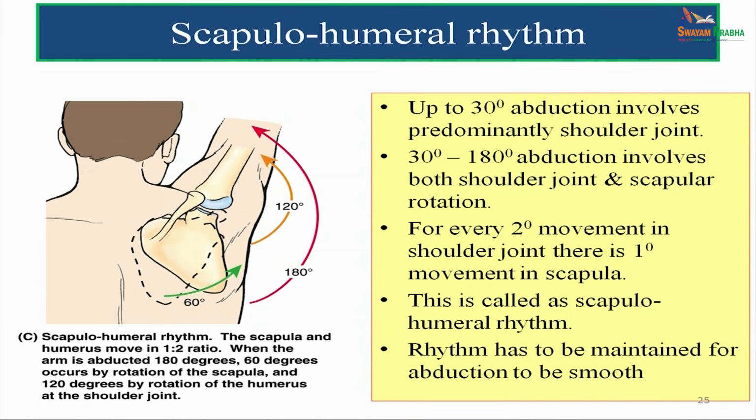this rhythm is called scapulohumeral rhythm. This rhythm has to be maintained for abduction to be smooth around the shoulder joint. So, scapulohumeral rhythm is one where for every 2-degree movement in the shoulder joint, there is 1-degree movement in scapula. So, during abduction, there is also a rotation of scapula going on simultaneously. That is how it occurs, especially during abduction from 30 to 180 degrees.